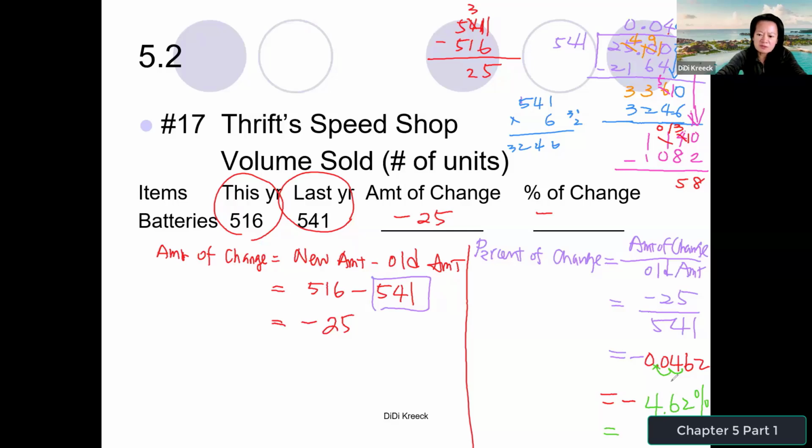So the nearest tenth will be this digit, and the number to its right will be the key number to decide rounding. If it is 5 or greater than 5, we will need to round up. 2 is less than 5, so we round down. When we round down, we drop the rest of the digits to the right of the digit we are rounding to, and everything else remains the same. So here, the answer will be negative 4.6%.